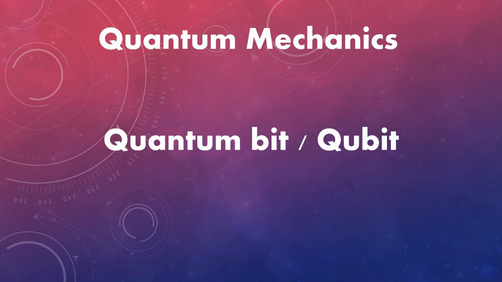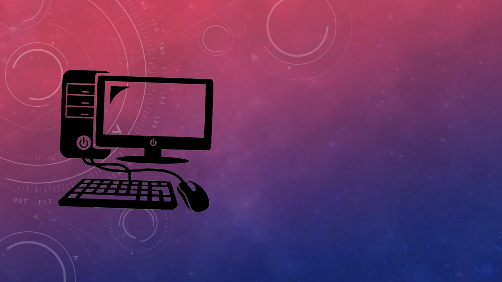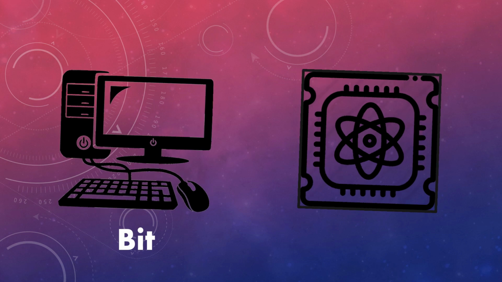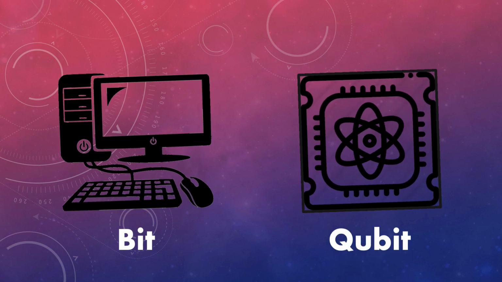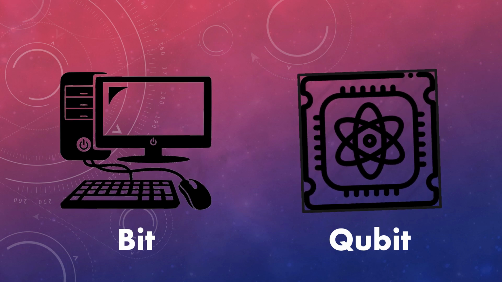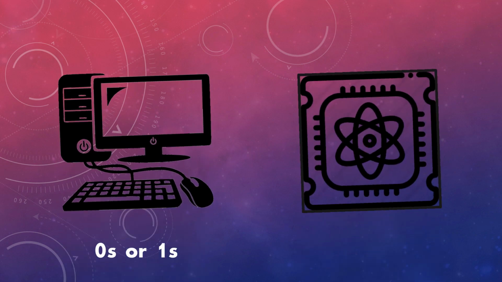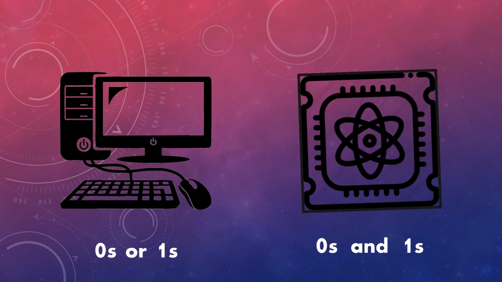In quantum mechanics, a quantum bit, known as a qubit, is the basic unit of quantum information. To put it into perspective, a classical computer, which we use every day, uses bits to carry information. In a quantum computer, they use qubits, or quantum bits, to carry information. In a classical computer, a bit can carry 0 or 1 as a value, but in a quantum computer, a qubit can carry 0 and 1 at the same time.